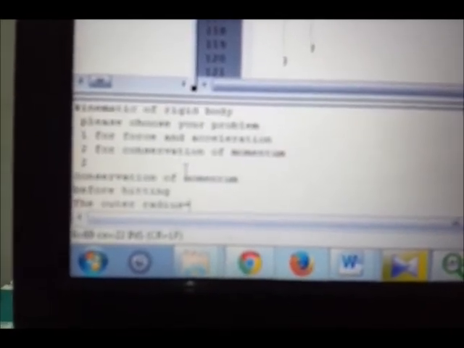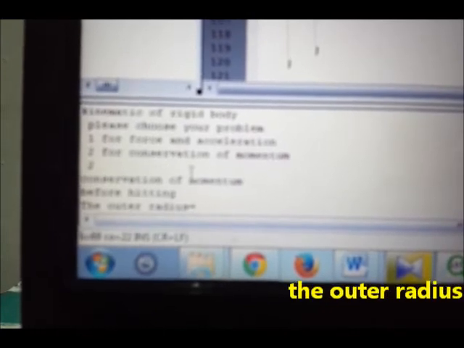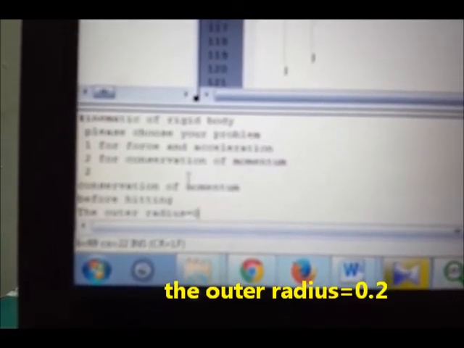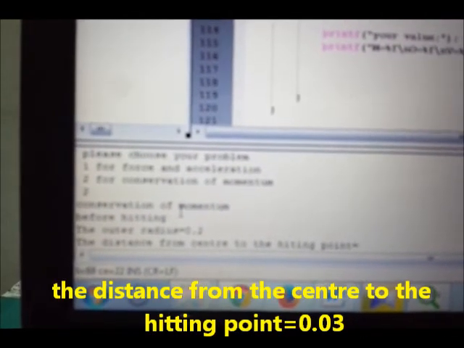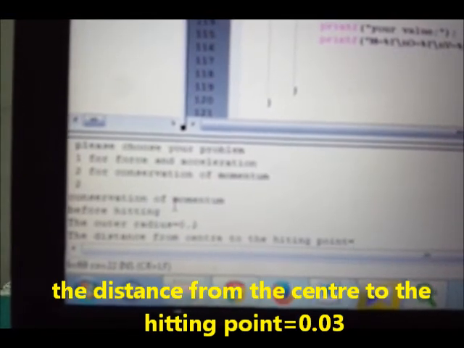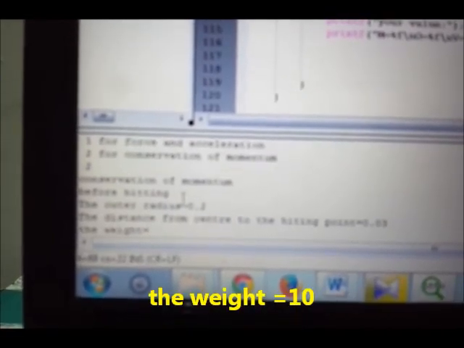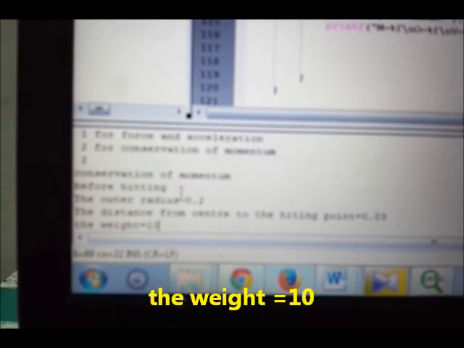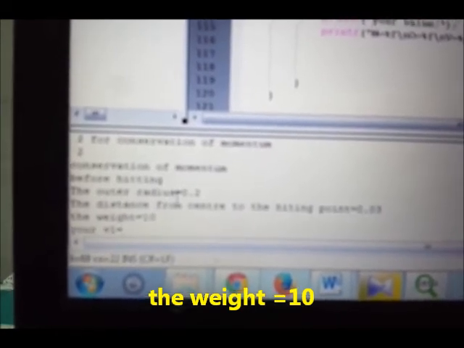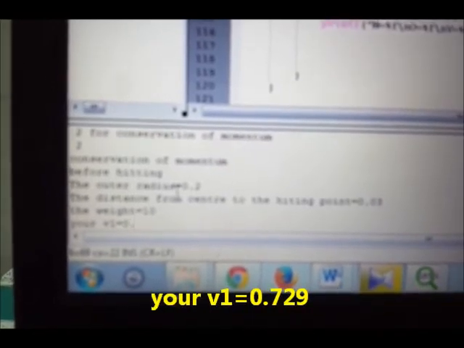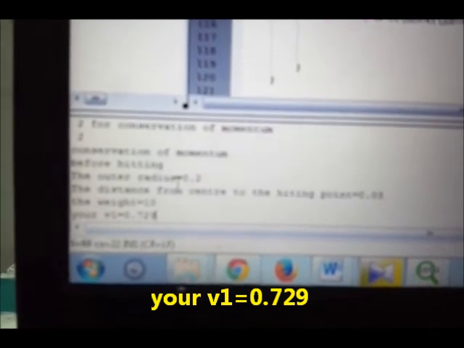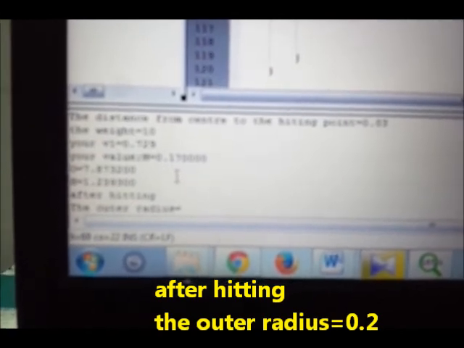And then the program asks the outer radius. The outer radius is 0.2. Enter. And then the distance from center to the heating point is 0.03. Enter. The weight is 10. Enter. And then the velocity initial is 0.729. Enter. And then the program asks the after heating.